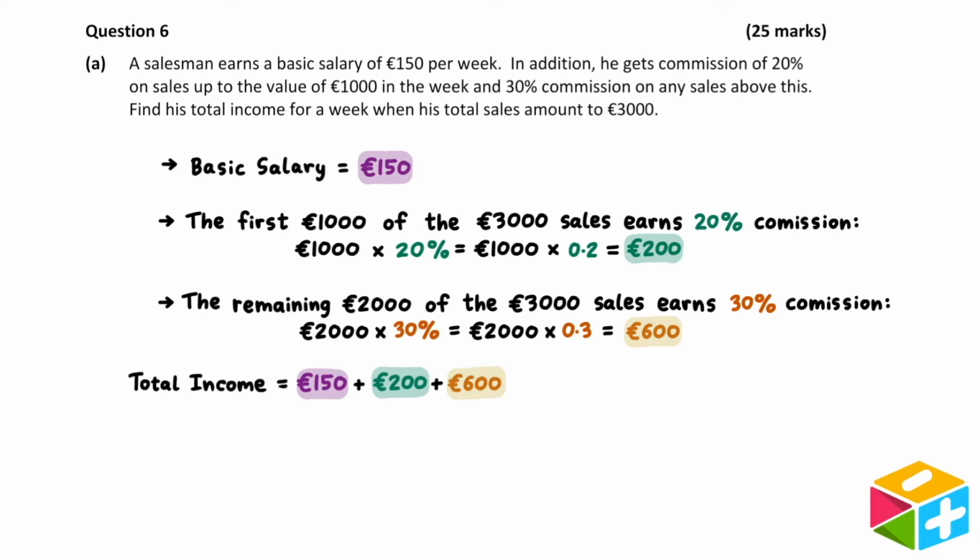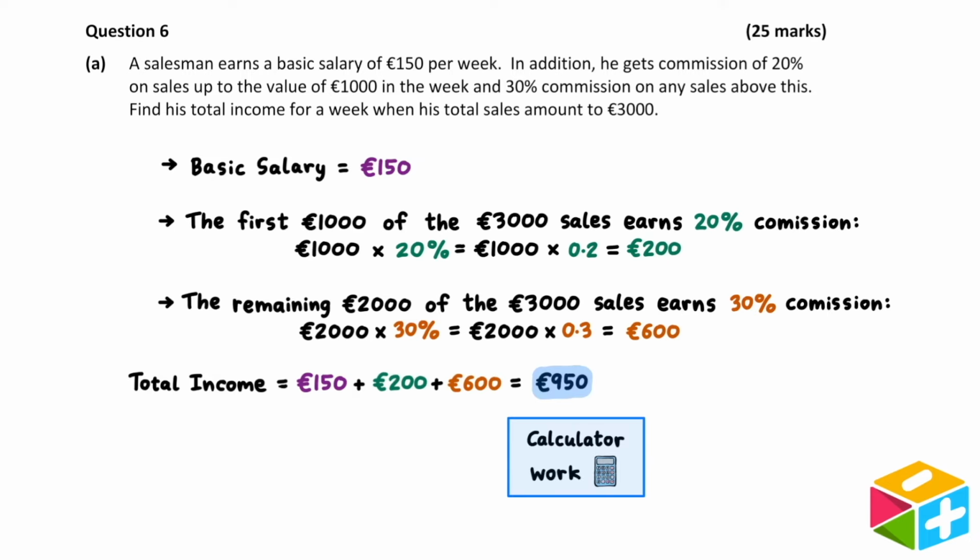To find our total income, we add together the basic salary and the two components of our commission. Our final answer here is that the total income is €950.